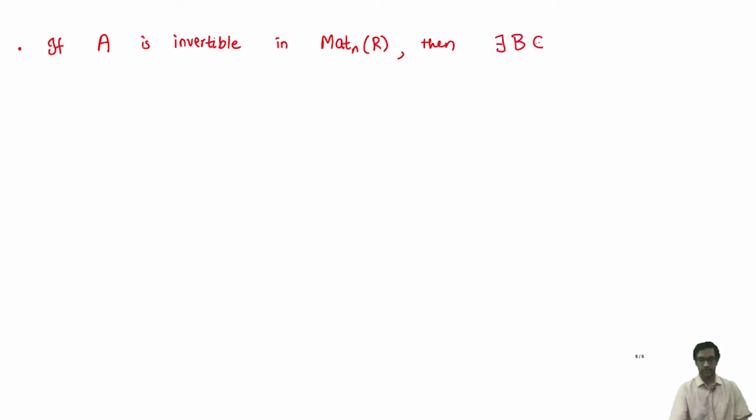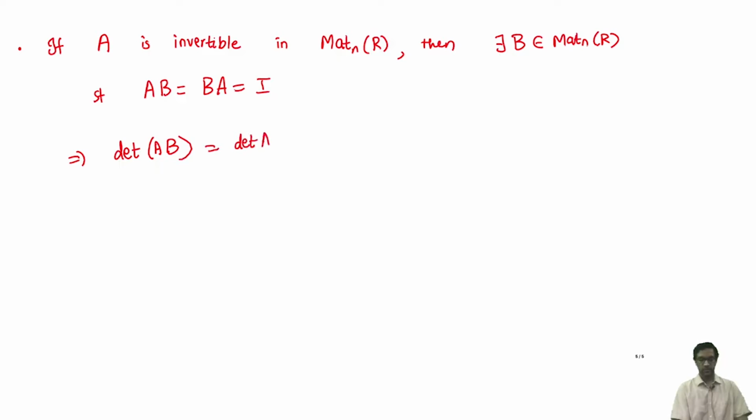So first observe that if A is invertible, so that's the easier half of the implication. So if A is invertible in the matrix ring, what does that mean? There exists a matrix B such that AB equals BA equals identity, and now we use the property of determinants, that determinant of AB is the determinant of A times the determinant of B. So this is det A det B, and the determinant of the identity is just 1. It's just the product of the diagonal values.